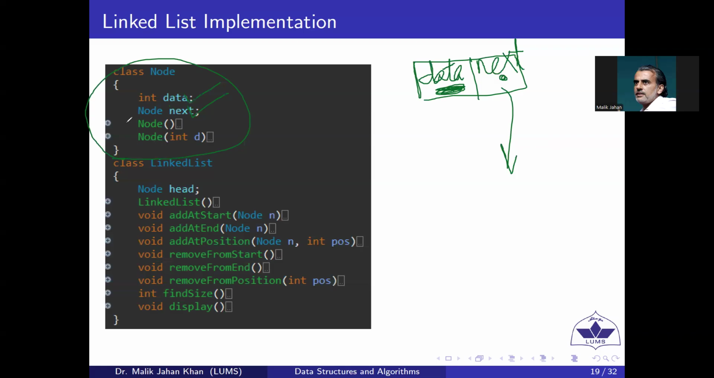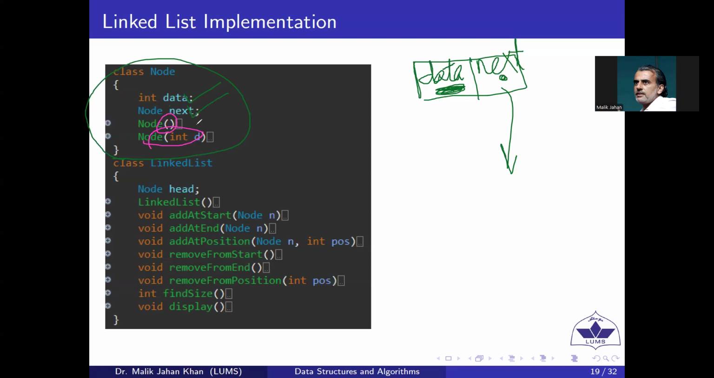Then we have two constructors over here. The first constructor is an empty constructor. It does not have any parameters, which means that you can set data to 0 and next to null. And the second constructor is that if you have some data, you can pass it over here and set next as null. So in a while, I'll show you this code in the live mode. We'll implement this linked list in the next few minutes.